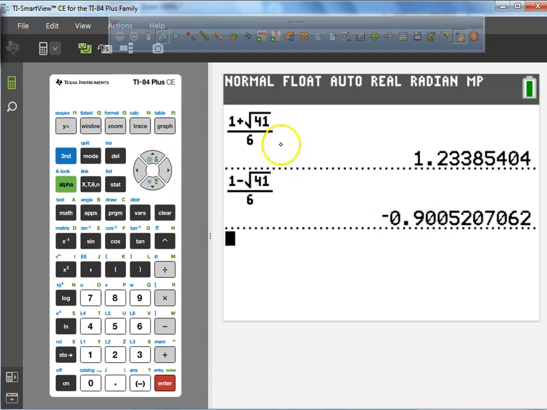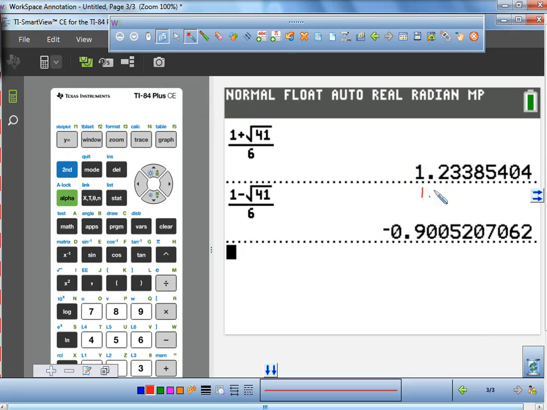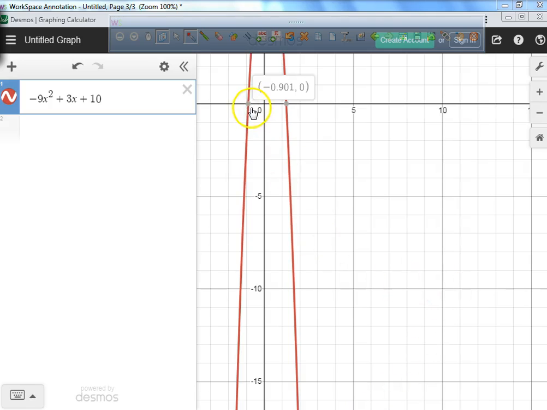Look at that decimal. Now, what does this round to? This rounds to 1.234. That's an 8 or higher, so that rounds up. This stays negative 0.90, but instead of that being a 0, it's going to be a 1. What were our answers on Desmos? Right here, negative 0.901, 1.234. These are called approximate answers.